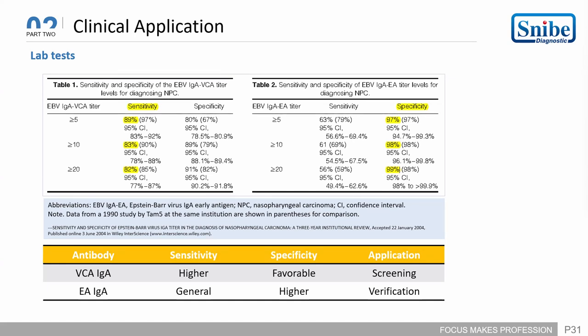So the overall conclusion for the antibody sensitivity, specificity, and application is that the VCA-IgA has a higher sensitivity and an ideal specificity, and it can be used for screening purposes, while the EA-IgA has a lower sensitivity and a higher specificity, but it can be used for the verification of EBV infection.